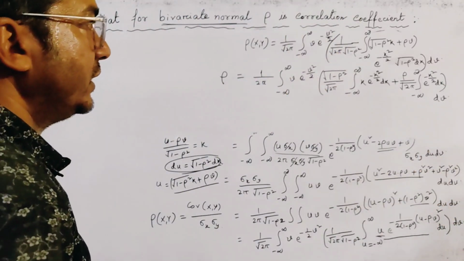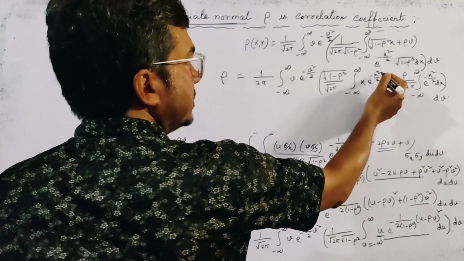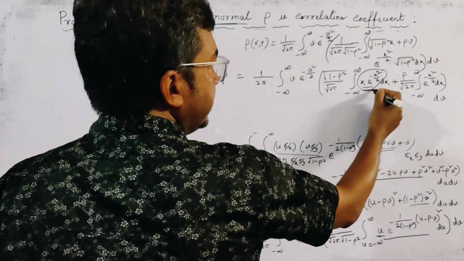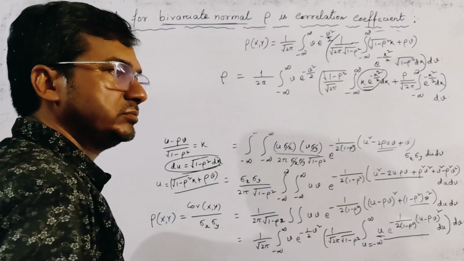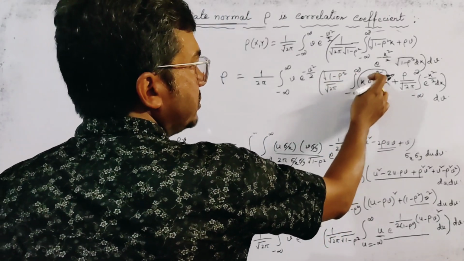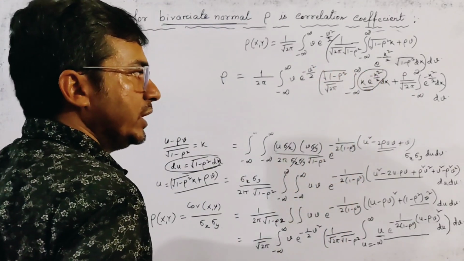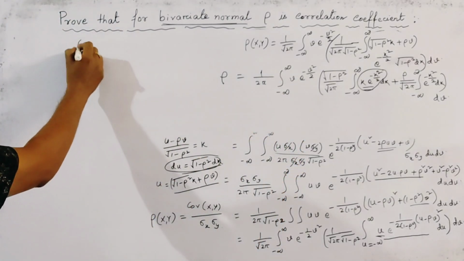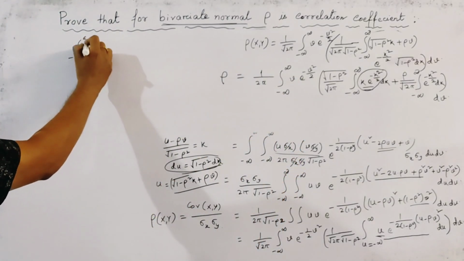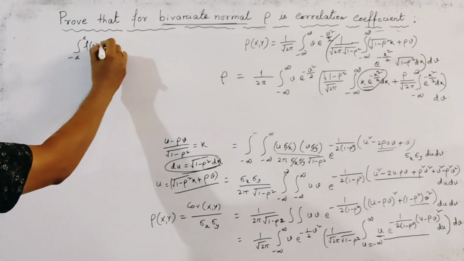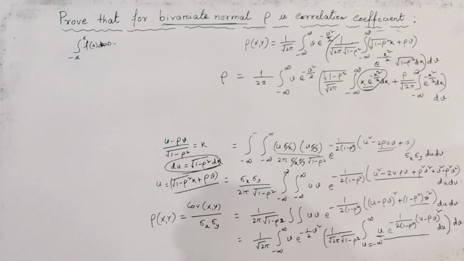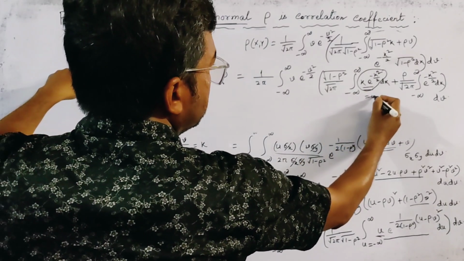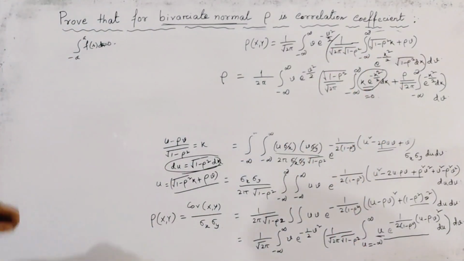Okay, now for the first term, this integration is obviously the odd term. Because k times e to the power minus k square by 2 is an odd function, and the integration of an odd function f(x) dx in the range minus a to a is obviously 0, we know. So we put this value equal to 0, right?